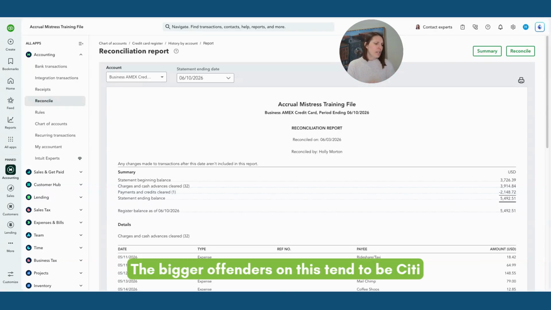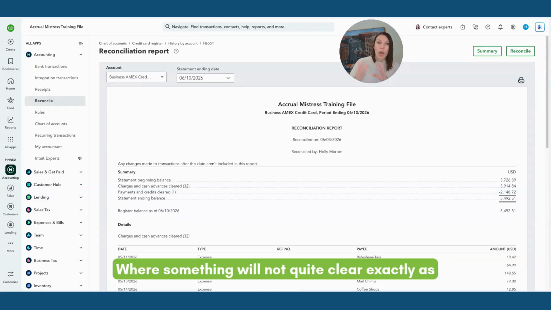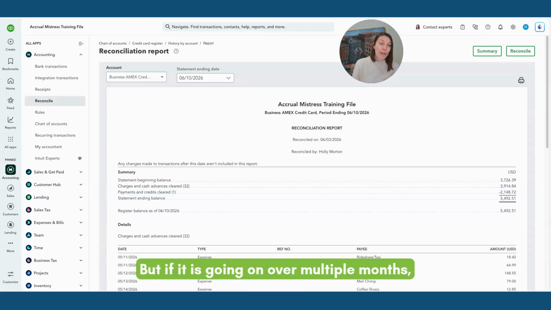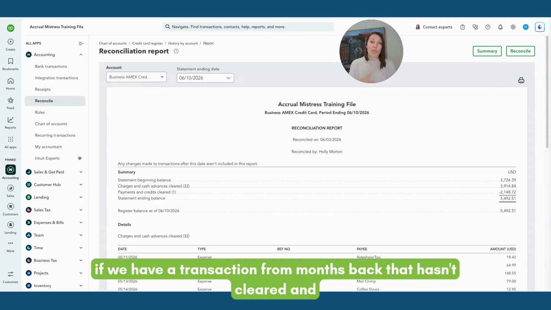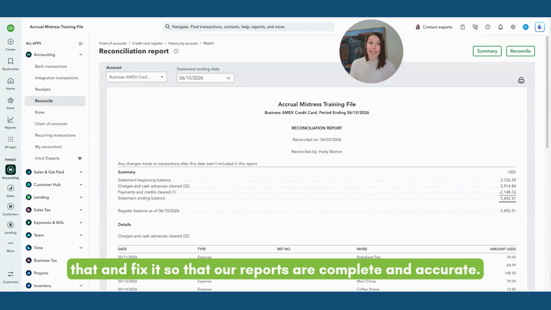In my experience, the bigger offenders on this tend to be CitiCard and Spark Card. Sometimes they have some issues where something will not quite clear exactly as it comes through on our bank transactions tab. Again, don't panic, but if it is going on over multiple months, if we have a transaction from months back that hasn't cleared and isn't explainable, we want to be able to adjust that and fix it so that our reports are complete and accurate.